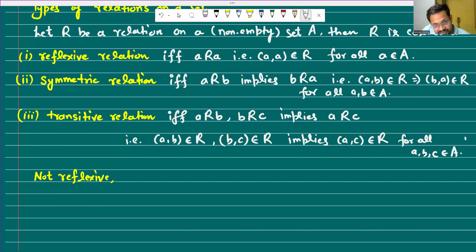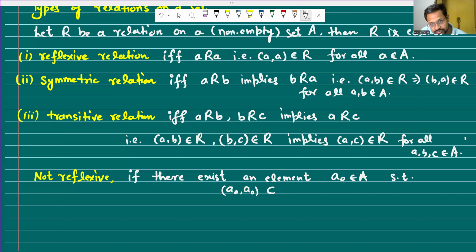So not reflexive means if there exists an element, I am naming it, suppose a naught in A, some element found in A, such that this (a naught, a naught) does not belong to this relation R. It means at least one element in A is not related to itself. We write this symbol with a cut through it.